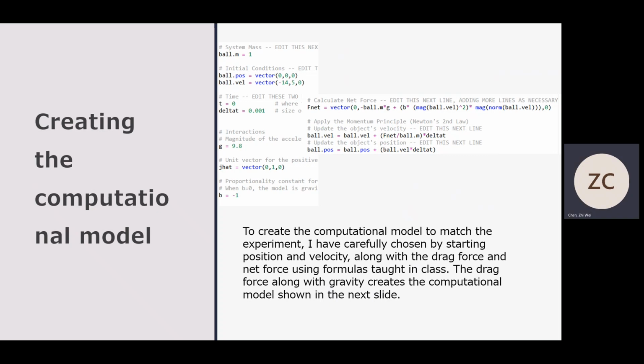Creating the computational model. So here I have some GlowScript code. To create the computational model to match the experiment, I have carefully chosen the starting position and velocity, along with the drag force and the net force, using formulas taught in class. The drag force along with gravity creates the computational model shown in the next slide.